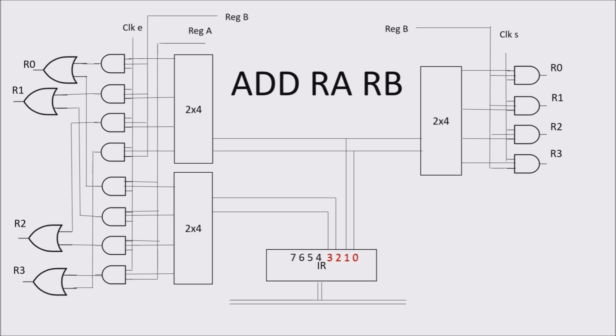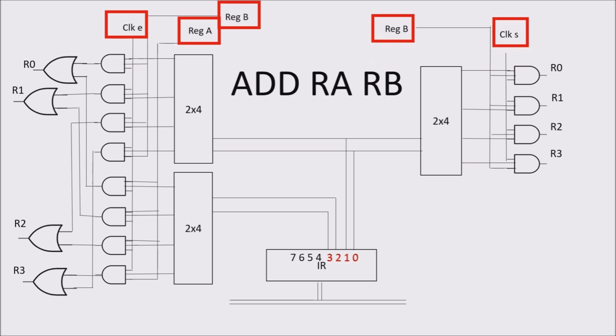So for example, when clock E is up and when reg A is up. For example, if bits 3 and 2 of the instruction register are 0, 0, when the first decoder output is up, and when reg A is up and clock E is up, we send the up signal to the enable of register R0, putting R0 content on the bus.